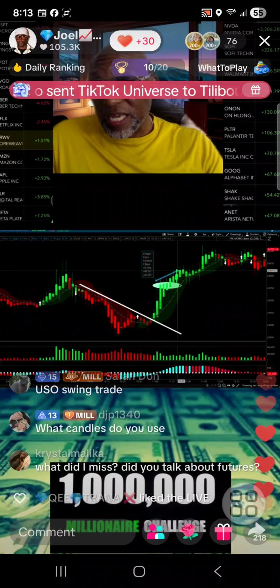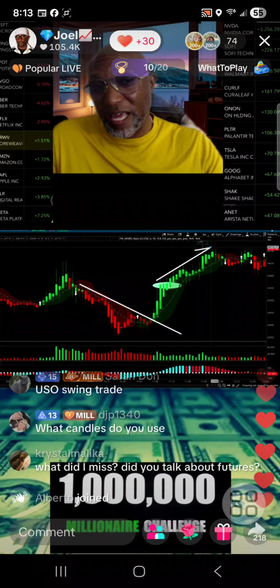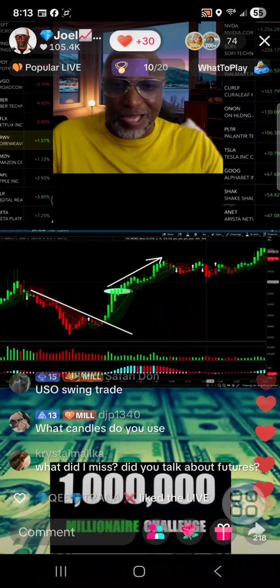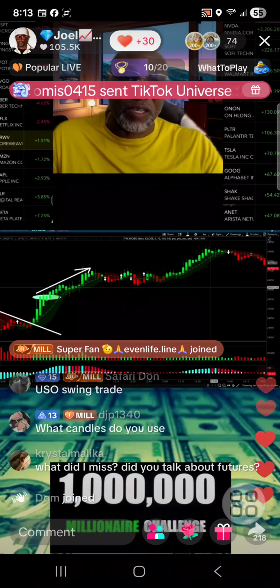Now, that's not actually how I trade. This is just going off basics. 3 candle green, 3 candle red. When I show you guys exactly what I look for, then you're going to see something different.